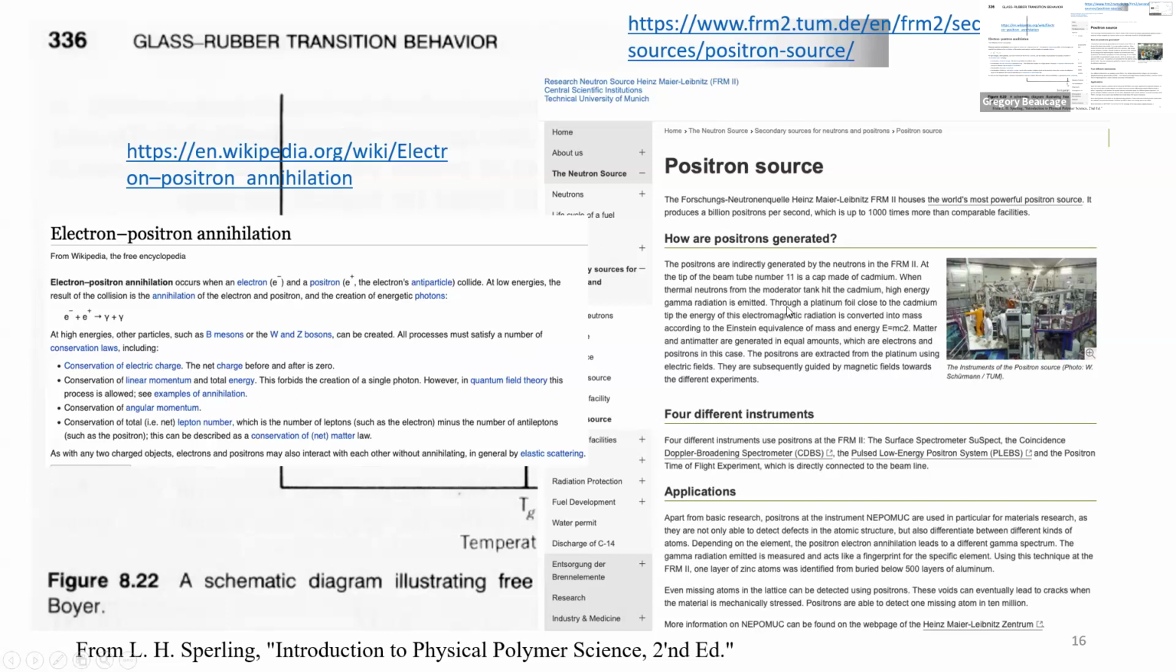This place in Germany makes positrons by shooting a neutron beam at a piece of cadmium. Neutron beams come from a nuclear reactor, and when you hit a piece of cadmium, it gives off energy. It's the right energy to make an electron and a positron. If you put that into a field afterwards, the plus attracts the electrons and the minus attracts the positrons. So you can get a positron beam using an electric field.